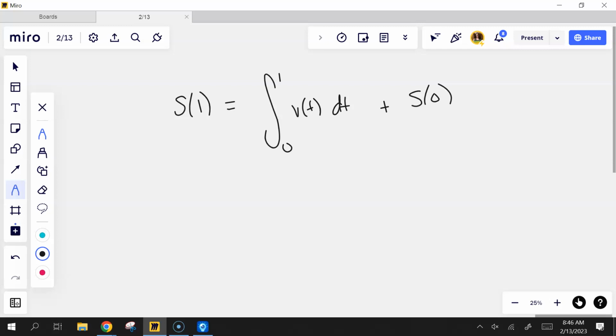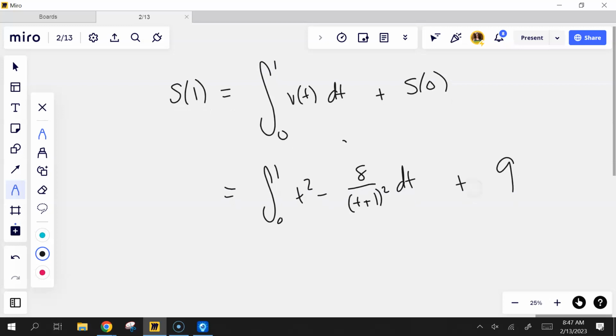That's where I started. So now I'm going to do the definite integral from 0 to 1 of, what was that equation again? t squared minus 8 over t plus 1 squared dt. And then at the end, I'm just going to add that 9 back to it, because this will be displacement plus initial. Yep, because that was velocity, because I'm doing the integral.